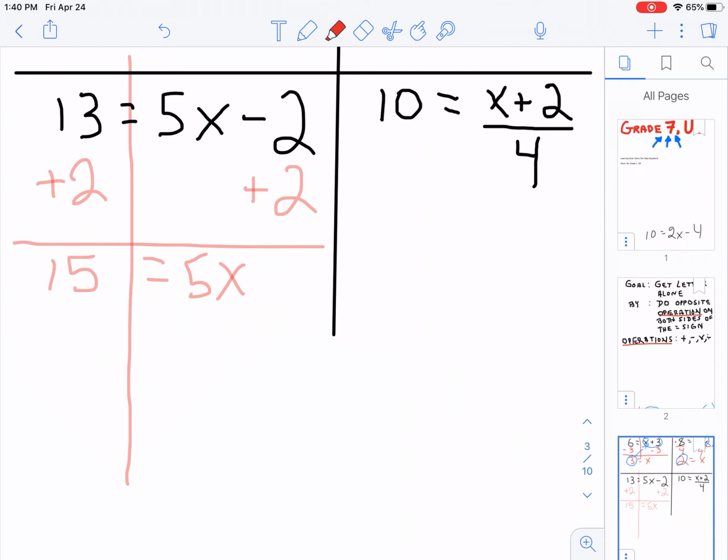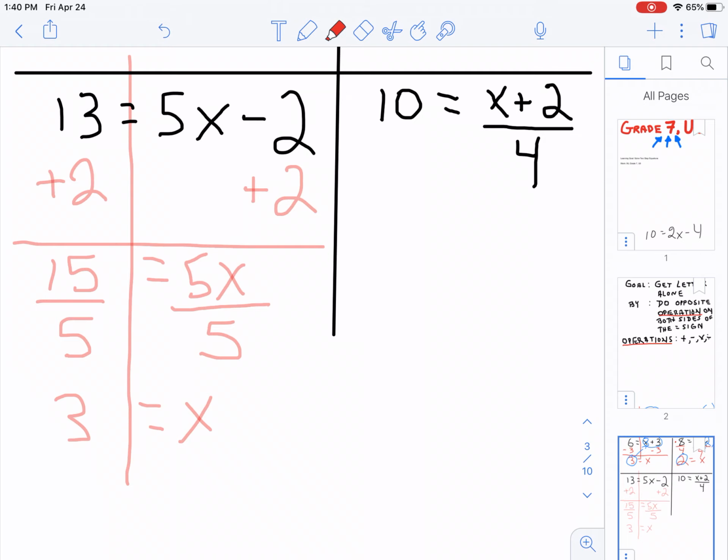But still, the goal is to get the x by itself. So what we have on the right side is 5x, which means 5 times x. So we have to do the opposite of times. So we have to divide by 5. And if we divide by 5 on the right side, then to keep everything balanced, we must also divide by 5 on the left side. So our answer is 3 equals x.